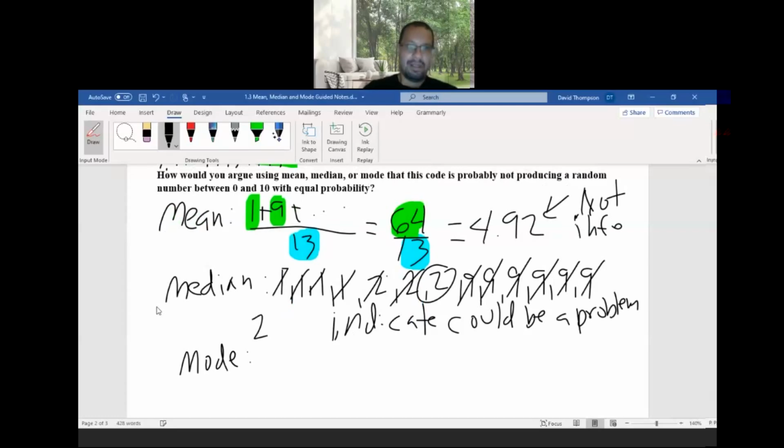The mode we can see is 9, and every data set has a mode, so that's not enough information to determine that there's a problem with the machine. But by looking at all three, we can see by the median that there could be a problem with the machine, because the median's 2, but we clearly have a lot more 9s than there are 2s.